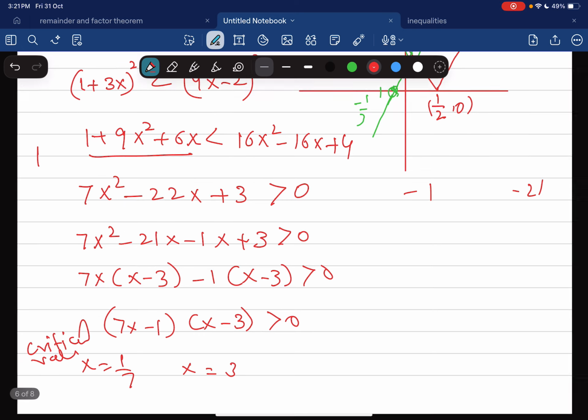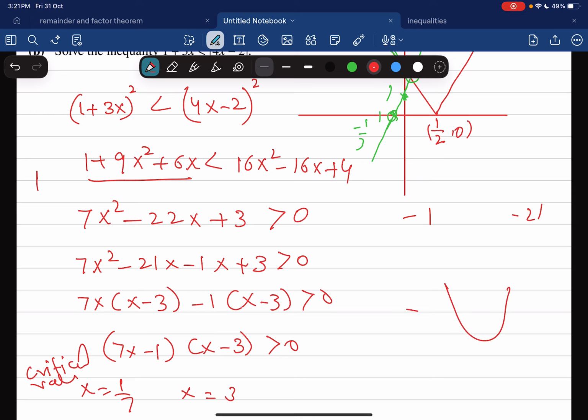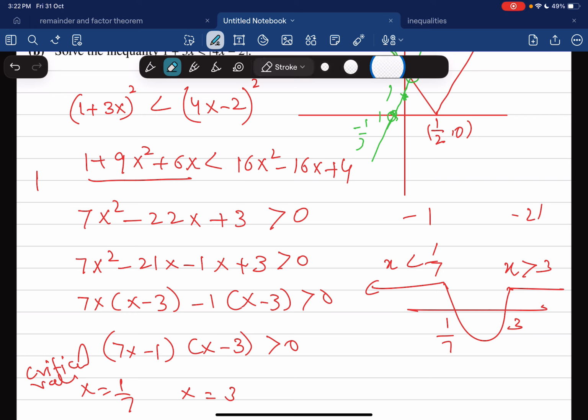We make a graph again. x greater than 3, x less than 1 over 7, because that is a greater value. This part is greater, this part is less. For the greater value we take x greater than, and for the less value we take x less than.